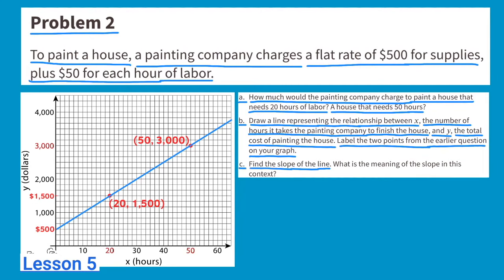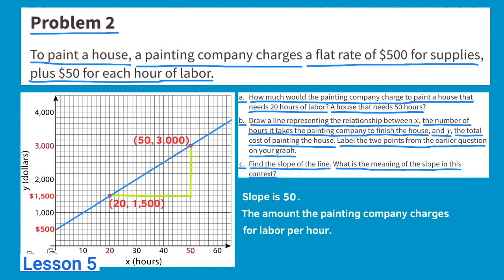C. Find the slope of the line. What is the meaning of the slope in this context? The slope is rise over run. The distance traveled horizontally from 20 to 50 is 30, so the run is 30, and the distance traveled between 1,500 and 3,000 is 1,500, so the rise is 1,500. The slope is 1,500 over 30, or 1,500 divided by 30. And 1,500 divided by 30 is 50, so the slope is 50. The meaning of the slope in this context is the amount of money that the company charges for labor per hour.